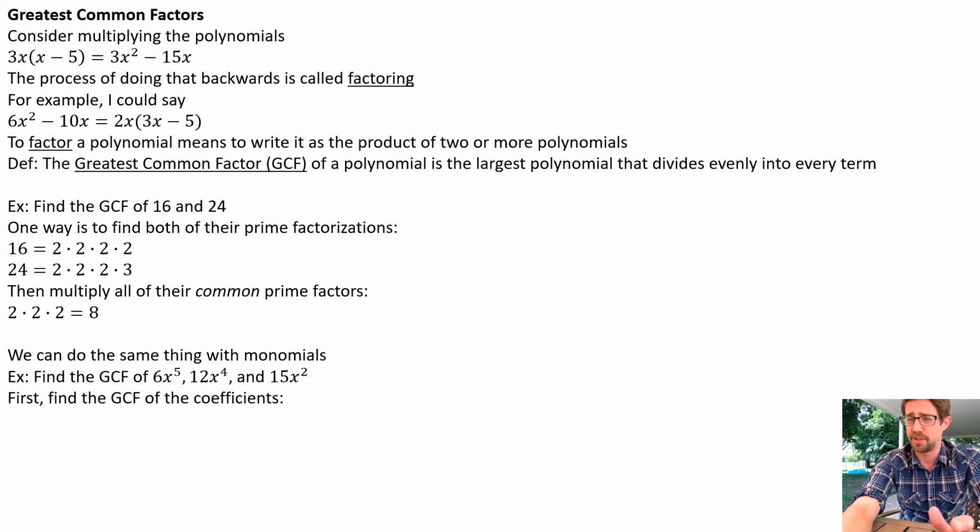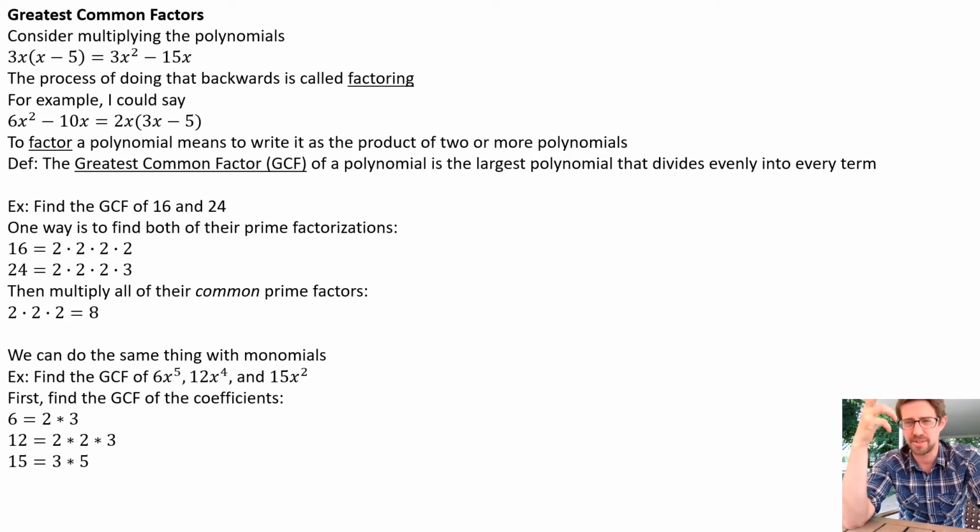So 6, 12, and 15, remember those are called coefficients. So maybe you can look at 6, 12, and 15 and just think about what kind of factors they all have. 15 isn't going to have any even factors, so it's really just 3, right? 3 is the only thing they all have in common. But if you do the prime factorizations, you'll see that the only thing that all 3 numbers have in common is 3. So that's it. There's nothing to multiply, so 3 is the greatest common factor.